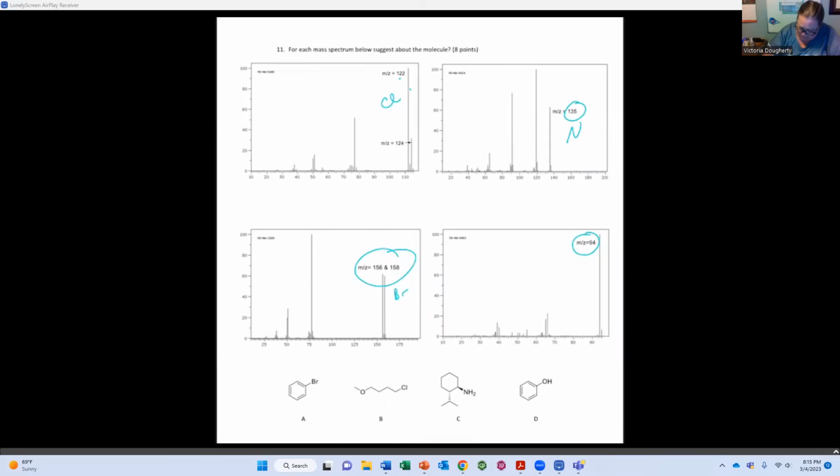Okay. The first peak is chlorinated, so it belongs to B. The second peak is nitrated, so it belongs to C. The last peak is brominated, so it belongs to A. And then the last one that's left must be D. That's it. That's all you need to know. I believe that's all you need to know for the MCAT too. So you're welcome.